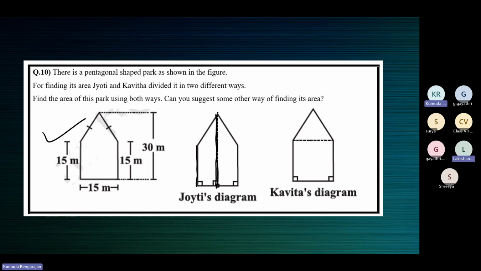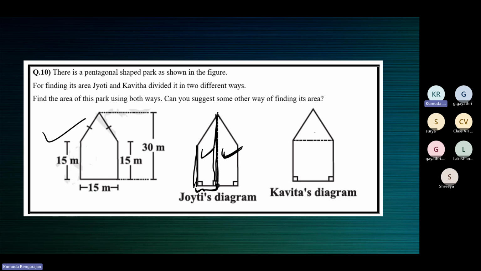15. So the sum of the parallel sides we got is 15 plus 30, into the distance between them. What is the distance between them? 15. Half into the sum of the parallel sides, this and this, into the distance between them. Whatever answer you get here, the same answer will be here. You don't have to calculate this one. Whatever you get here, the same thing here.